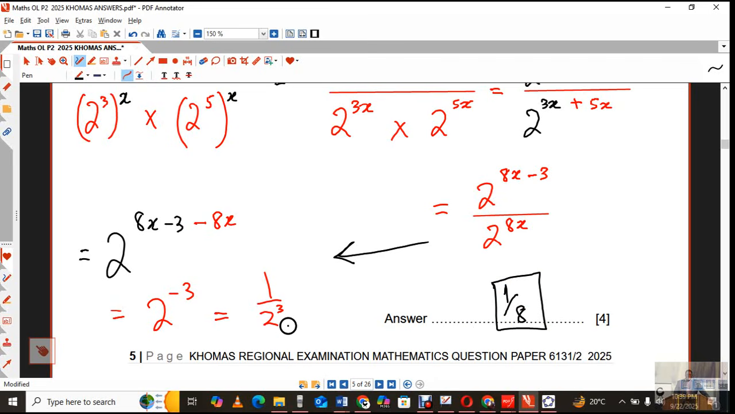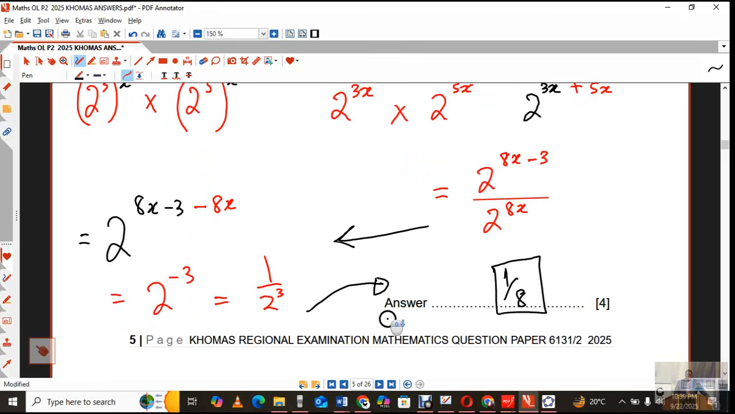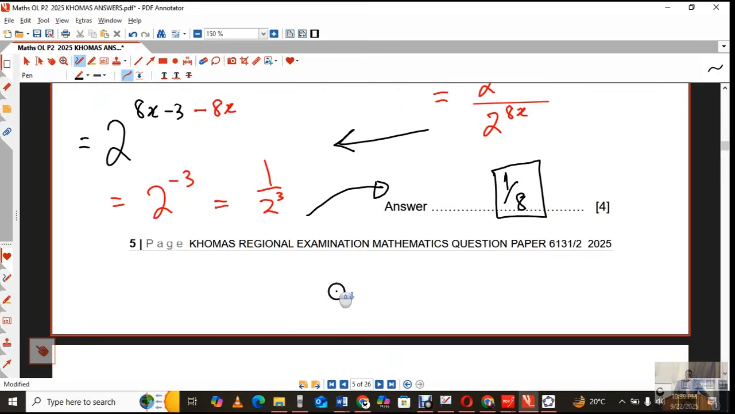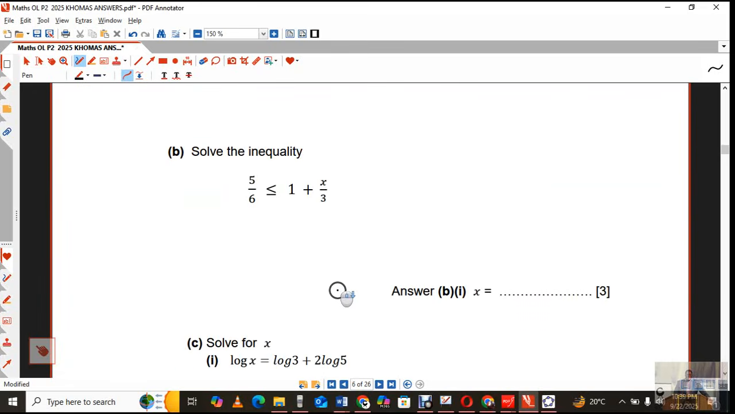Okay, so from here, I go back there. All right, so step by step, and that's how you can do it for 4 marks. At least try to show all of the steps as far as that is concerned. Right, we have got part B. You are told to solve the inequality.